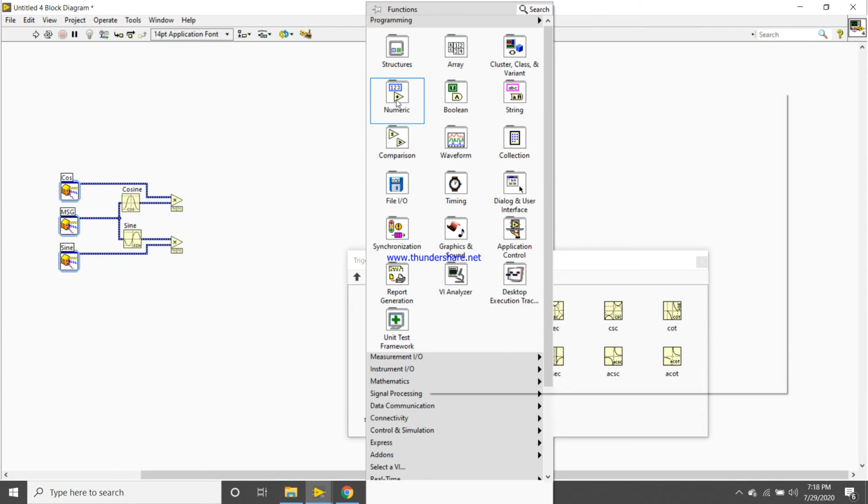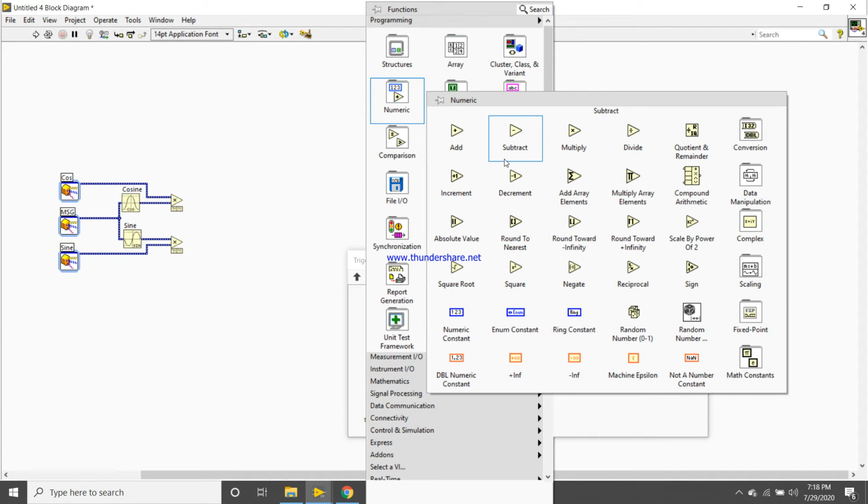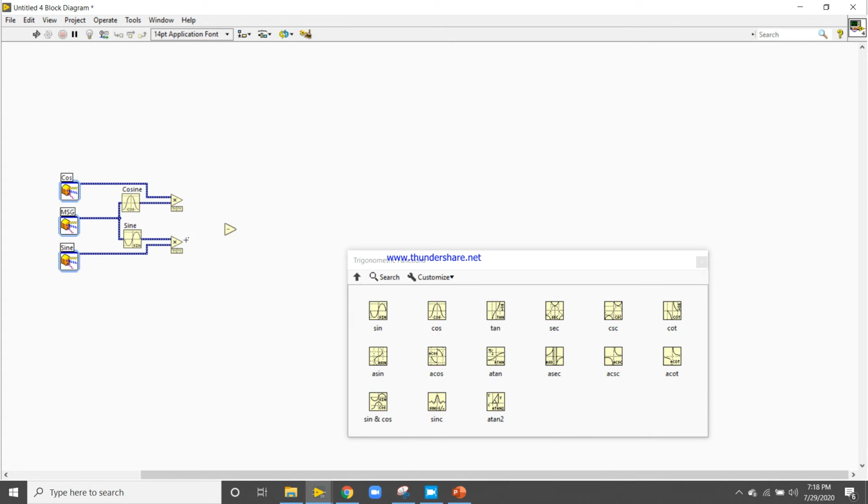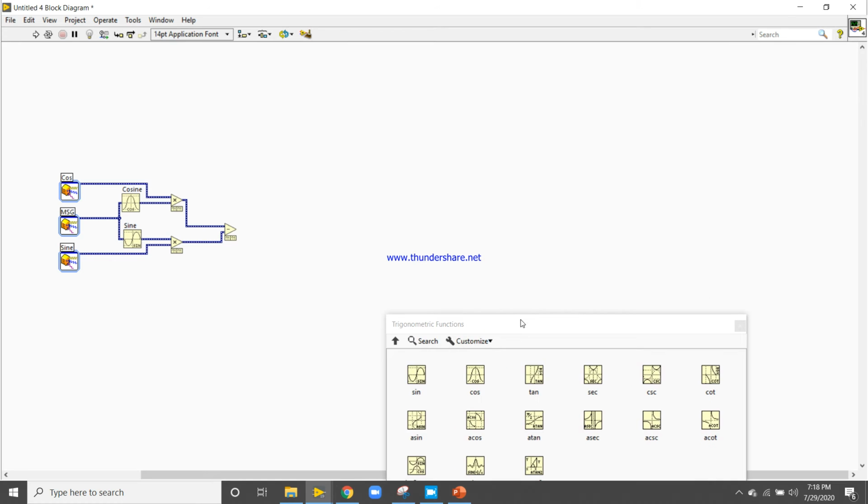Now I need one subtractor to subtract both signals. It's just like the FFT concept. So cos omega t cos theta minus sin omega t sin theta concepts. After that, our concept is ready.